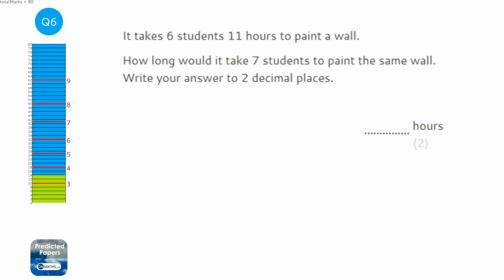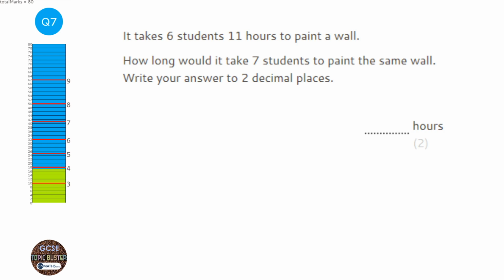Now, this seems like a really easy question where you just do 11 divided by 6 and times by 7. The problem that gives us is it basically means if we add a student, it takes longer. The problem is that one looks at this question and thinks it's direct proportion. It's not, it's inverse proportion.